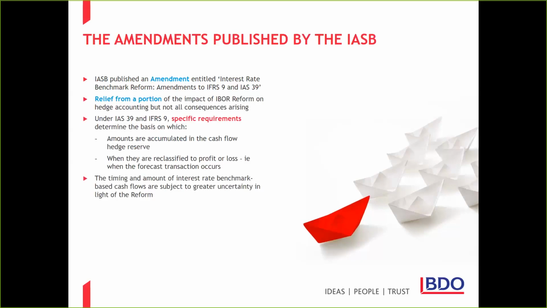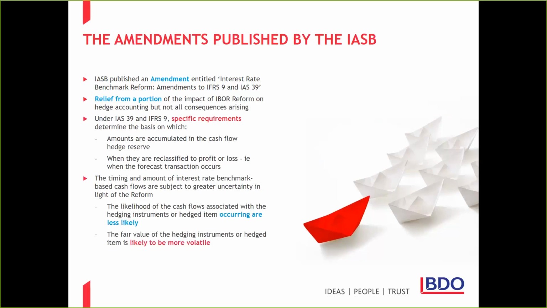It is envisaged that interbank offered rates will become more uncertain given interest rate benchmark reform, which will result in the likelihood of the cash flows arising being less likely than highly probable, and the fair value of the derivative and/or the hedged item being more volatile. These amendments mean that hedge accounting relationships would not need to be discontinued as a result of the current uncertainty in the interbank offered rate market.